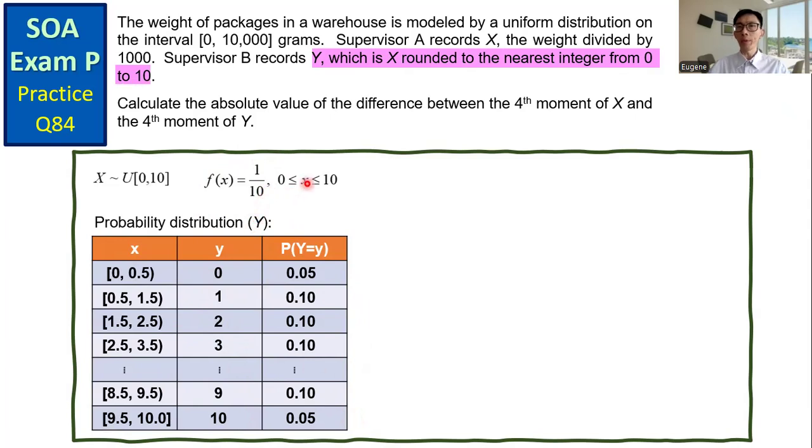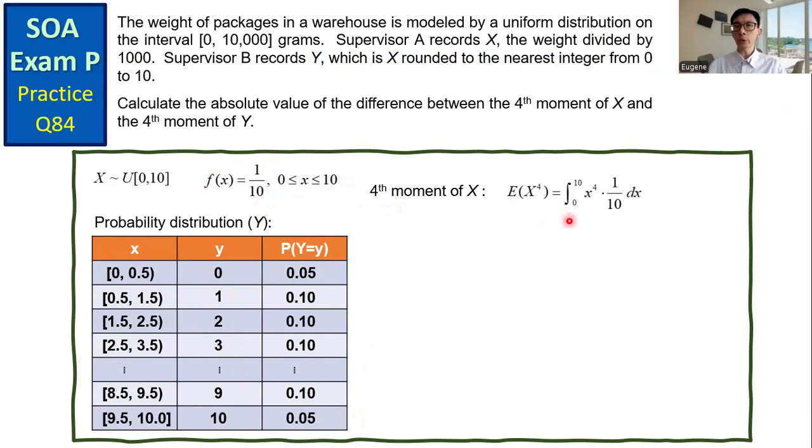We can get the fourth moment of X and Y respectively. The fourth moment of X, by definition, is the expected value of X to the power 4. This is the integral of X to the power 4 times the PDF of X, which is 1 over 10, where X is from 0 to 10. Doing the integration, we get 2,000.